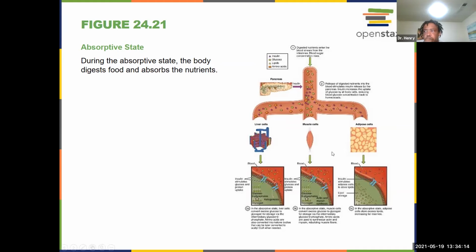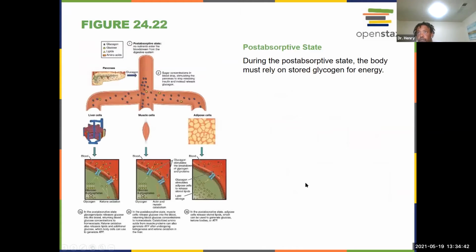The adipose cells, well, they're going to say, okay, so the insulin is going to get there. It's going to cause the adipose cells to start storing lipids. So all the lipid structures that are left are going to be stored in the adipose cell itself. And so then that's just going to act as a reserve for fats that we may need to use for energy later on, or for lipolysis.